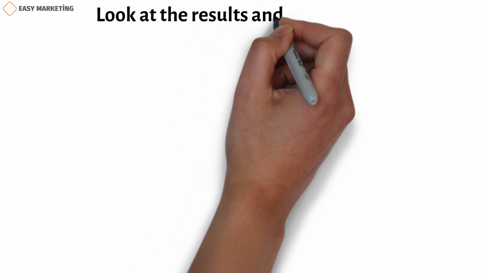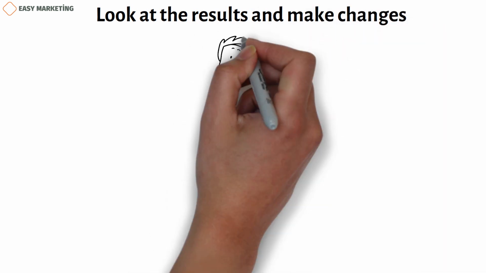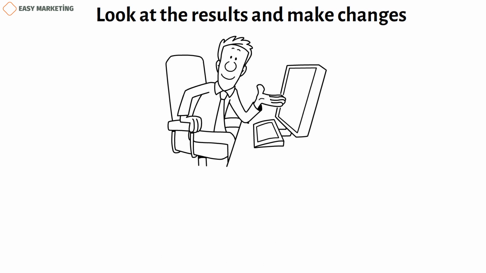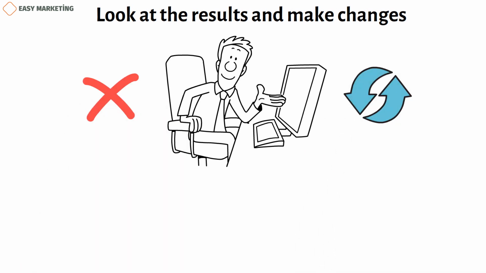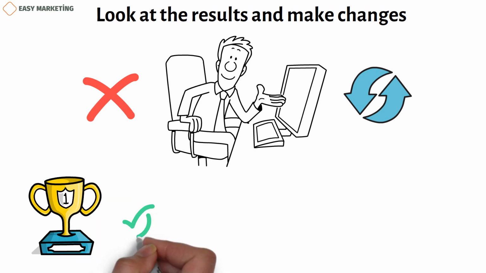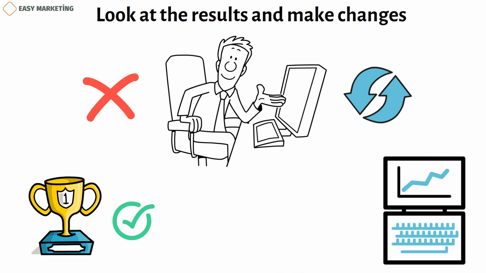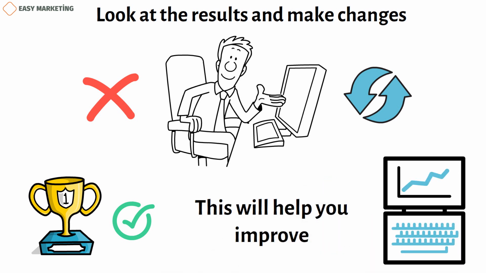Look at the results and make changes. After the time you set for your test has passed, you'll have your results. If your test didn't give you clear answers, change your hypothesis and try again. If there was a clear winner, use the variation that did better. Feed the data from your analysis into your data management platform. This will help you improve your current campaigns and those you will run in the future.